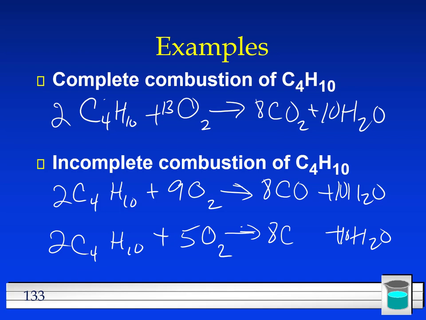So according to the balanced equation, you can see that what makes the difference about whether this happens or not is how much oxygen you have. If you have lots of oxygen, 13, you make CO2. If you have less oxygen, you make CO. If you have even less oxygen, you just make C. 13, 9, and 5 molecules. Make sense?